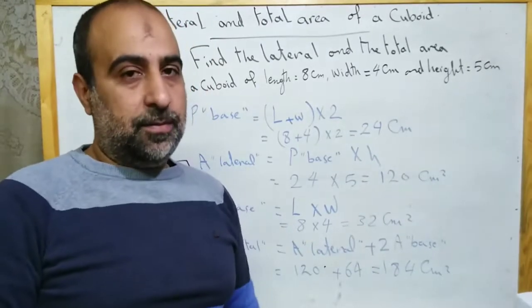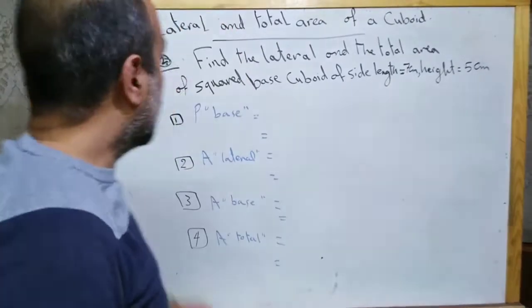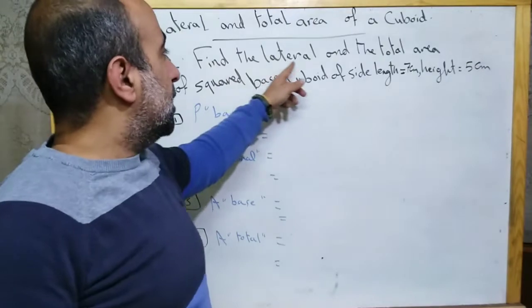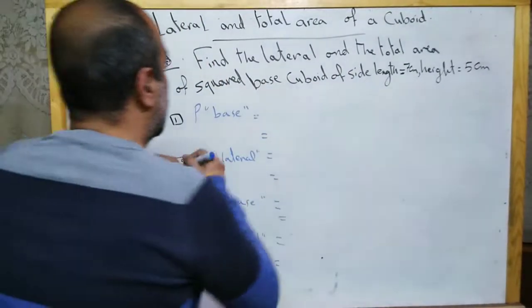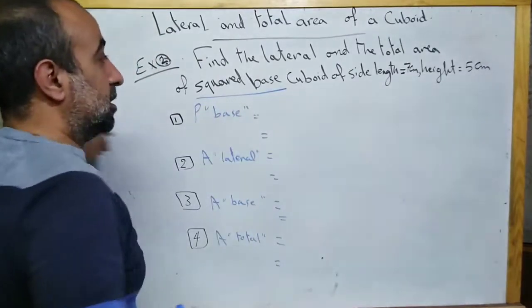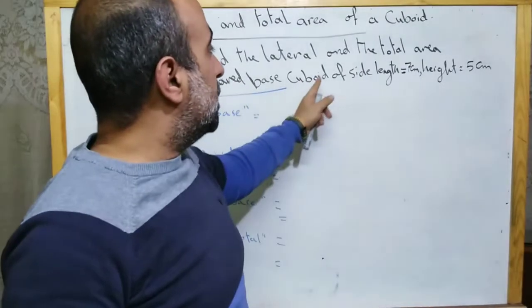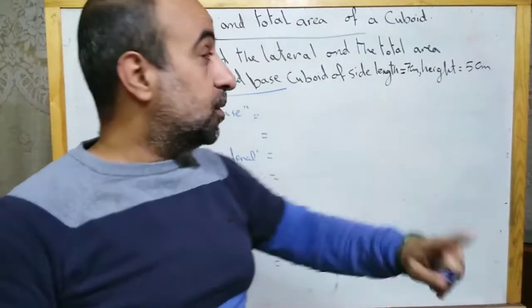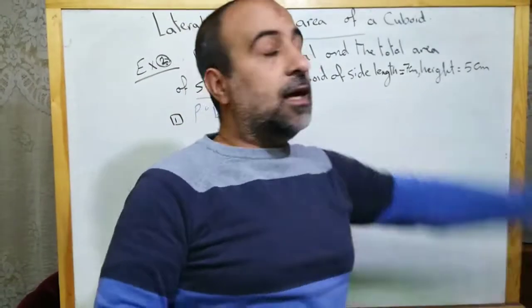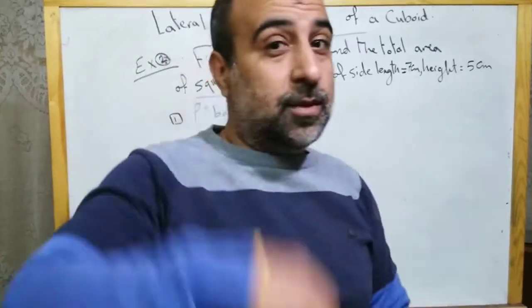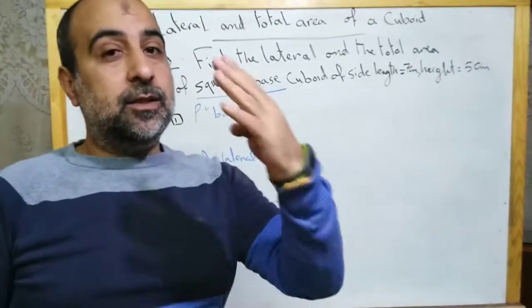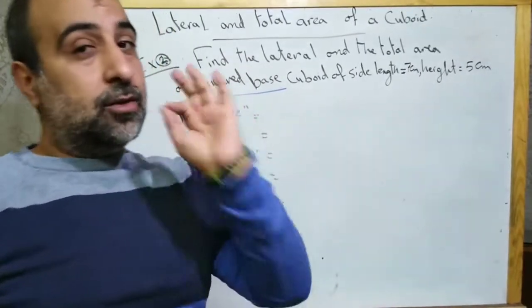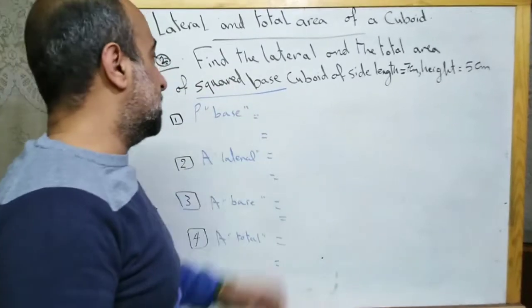Let's take another example. Example 2. Find the lateral and the total area of a squared base. A squared base, he told me that it's a square. A squared base cuboid of side length 7 centimeters and its height is 5 centimeters. Notice that I didn't remove the 4 steps. Please, I recommend making it in these 4 steps.